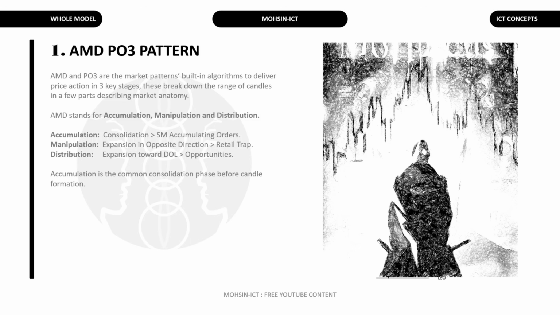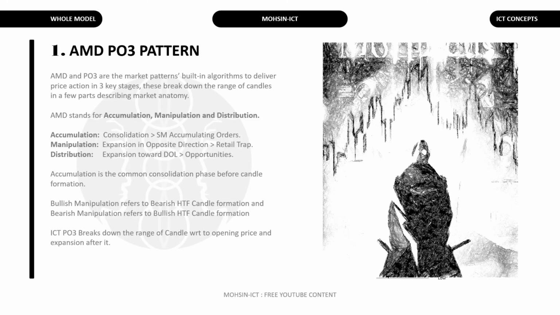Accumulation is a common consolidation phase before candle formation and after candle formation. Bullish manipulation refers to bearish higher time frame candle formation, and bearish manipulation refers to bullish higher time frame candle formation. This statement is the key to finding the daily base. ICT P03 breaks down the range of candle with respect to opening price and expansion after it. We buy below the opening price and sell above the opening price.